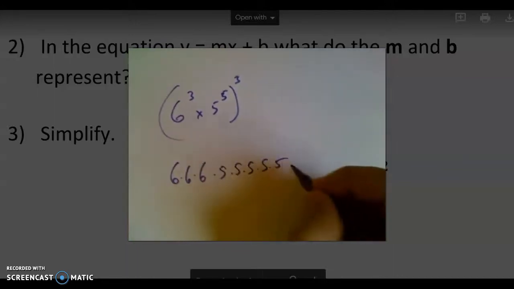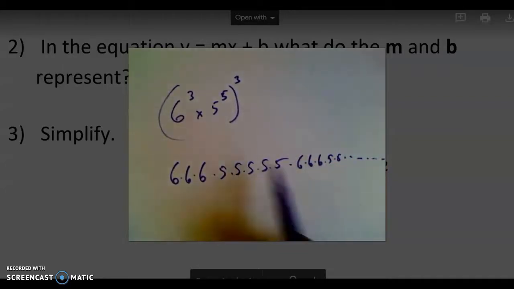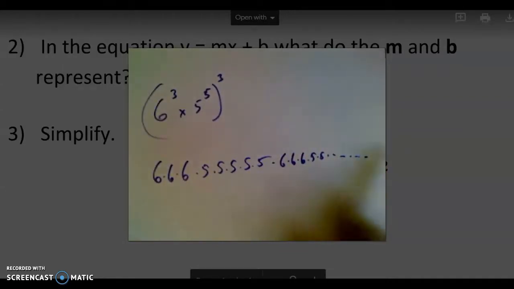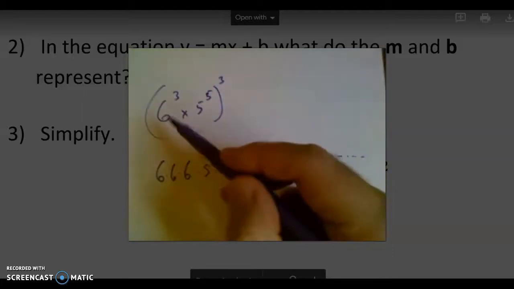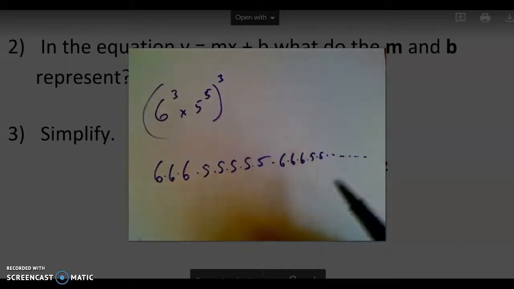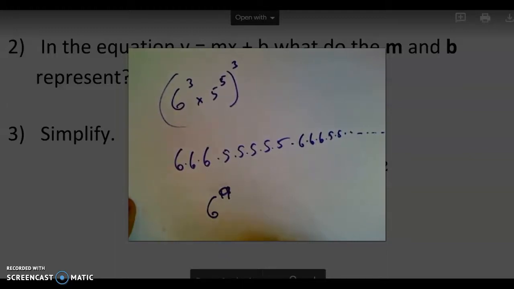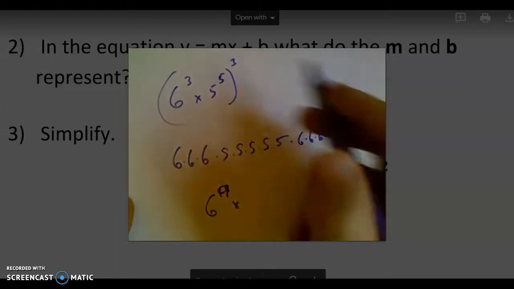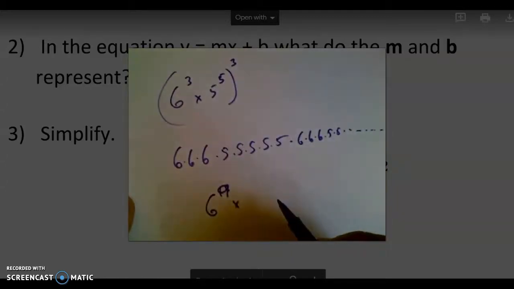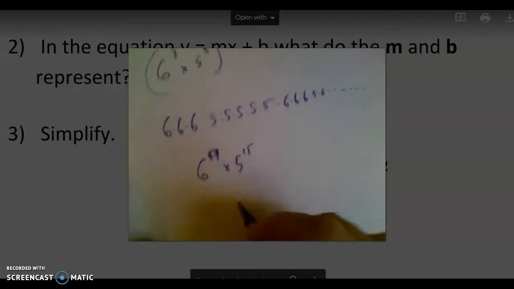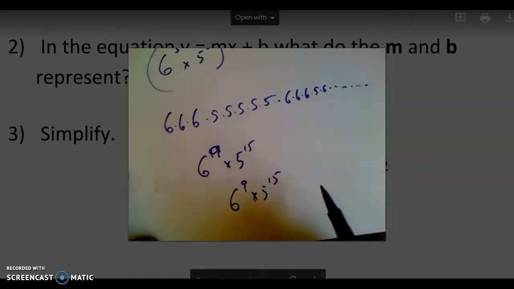I have 3 sets. So I could keep drawing another 6 times 6 times 6 times 5 times 5 all the way across, and we get 3 different sets of them. Well, by the time I'm done, how many 6s would I be multiplying? I'd have a set of 3, another set of 3, another set of 3, so I'd have 9. And how many 5s would I have? Well, I have 5 in each set, and there are 3 sets of them, so it'd be 15. So I get 6 to the 9th times 5 to the 15th would be my simplified answer.